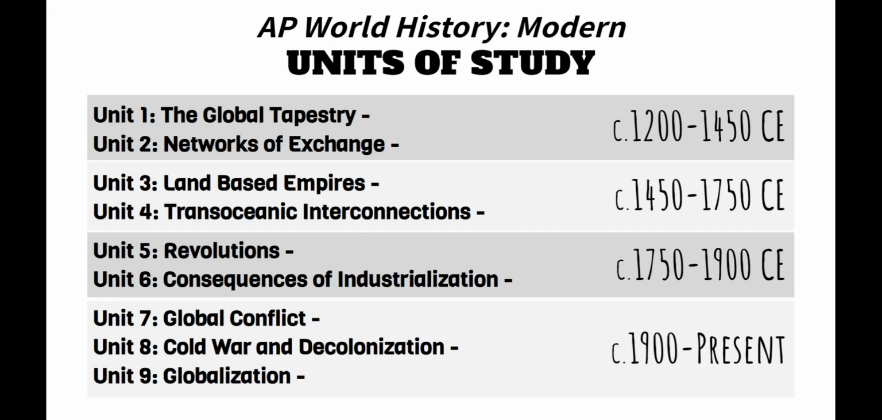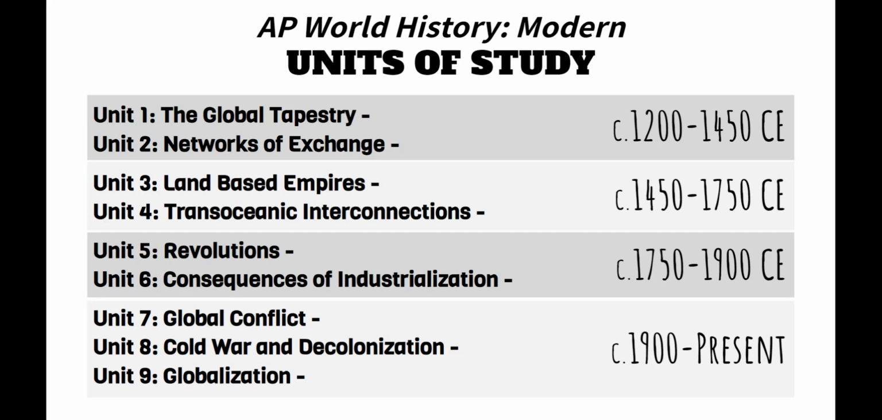Units 3 and 4 are from that 1450 to 1750 timeframe, and those are really based on empires and the way empires expand both on land, but also through exploration of the seas. From there, we move on to 1750 to 1900, and that's going to be with Unit 5, the revolutions, and those include independence movements and independence revolutions such as the French Revolution or the American Revolution, etc. But also that's going to discuss the Industrial Revolution and how that changes the world. And Unit 6 is a response to that Industrial Revolution. What are the consequences that come of that?